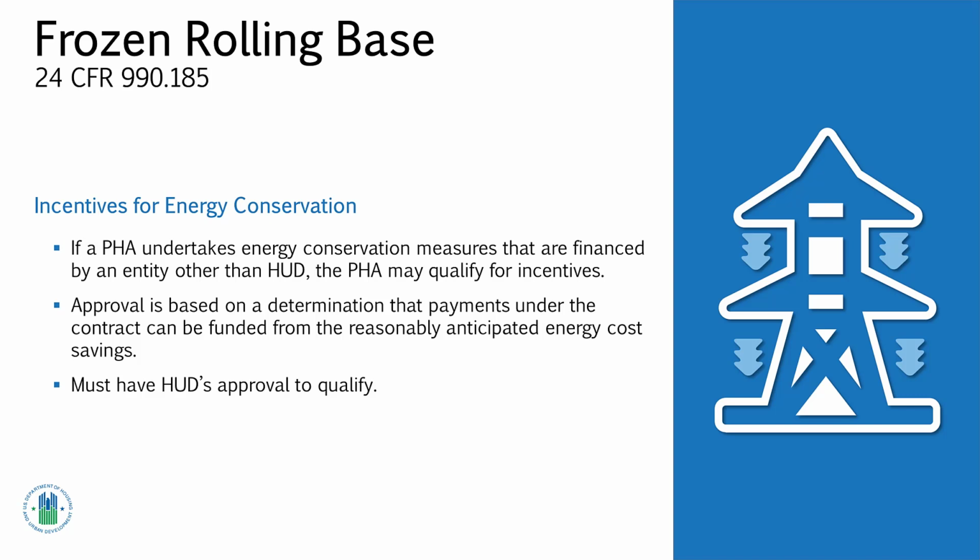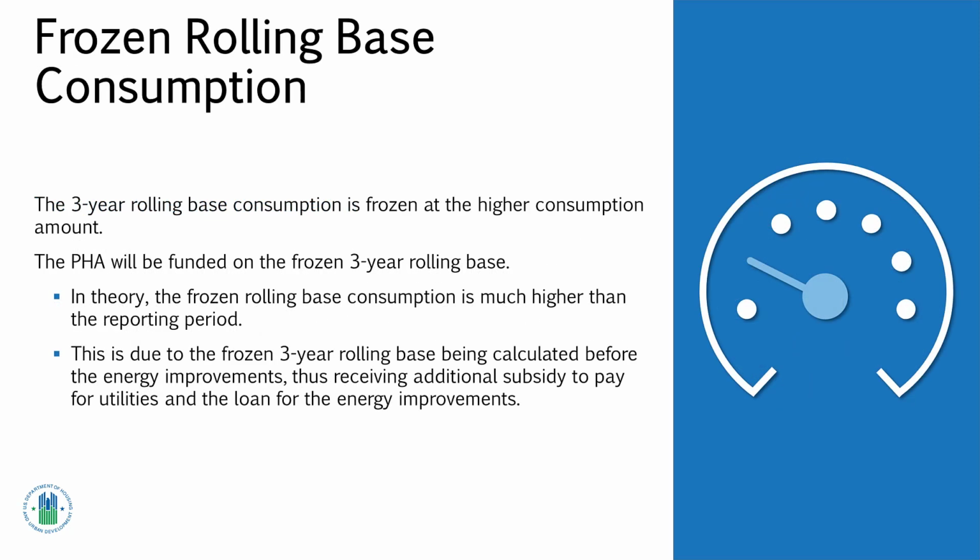Approval is based on the determination that the payments under contract can be funded from the savings of the energy costs. HUD has to approve this, of course. So all this is HUD approved. What's happening is the housing authority spends X amount of dollars to do these energy improvements. They take out a loan. And then the way the formula works is the savings that they have from these improvements is going to pay off the loan. Again, all this must be approved by HUD. So how do they take this money and use the savings to pay off the loan? Where does the money come from?